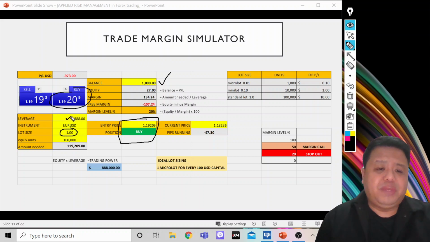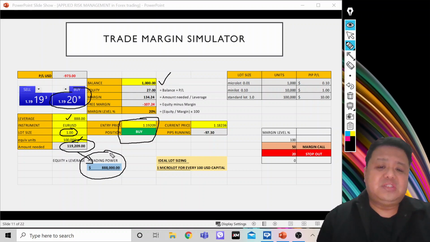Okay, with a leverage of 888, ang trading power niya 1,000 times 888. So, ito yung kanyang pwedeng i-trade na value in the market. Now, dahil 1 lot ito, 100,000 units yan ng equivalent. Ito ang magiging katapat na amount. 119,209. That is simply multiplying the entry price with the number of units. Ito yung mawawala doon sa trading power. Okay, so ito yung magiging captured equity, and then yung remaining is free equity.